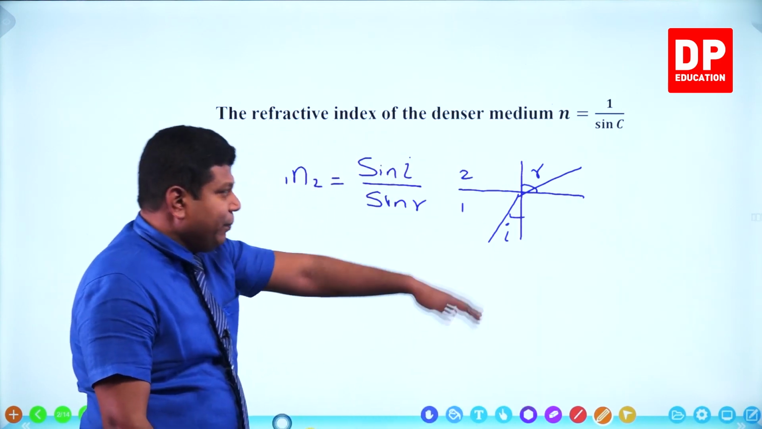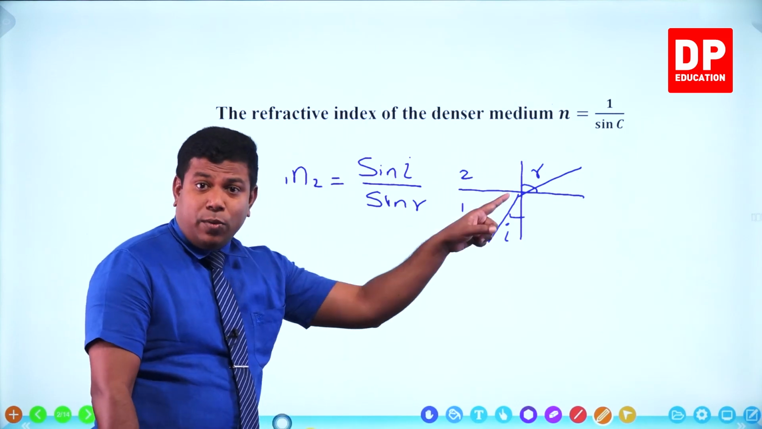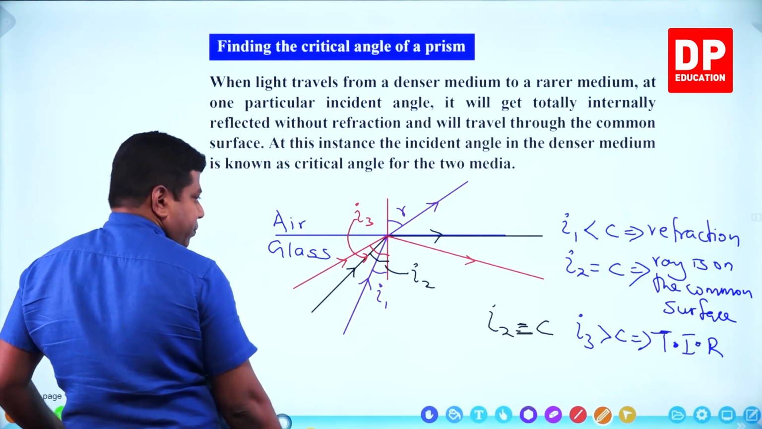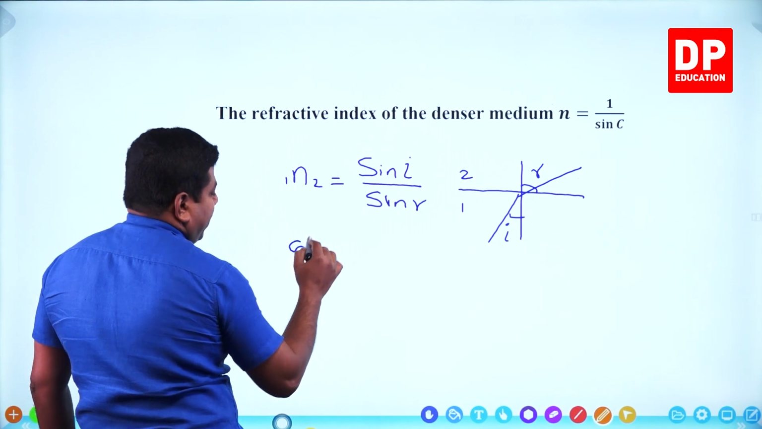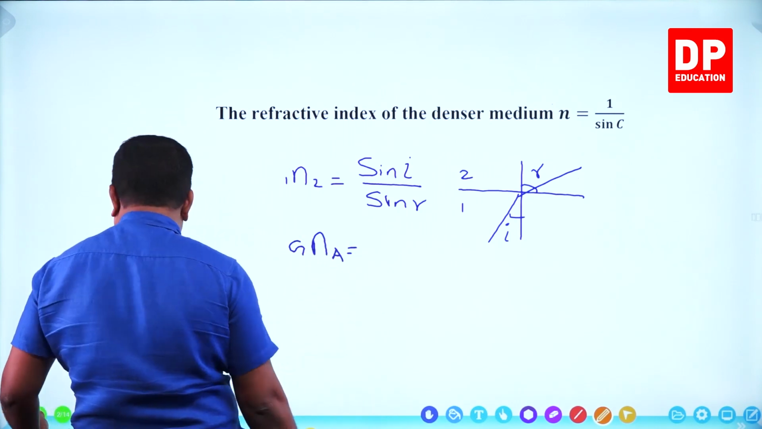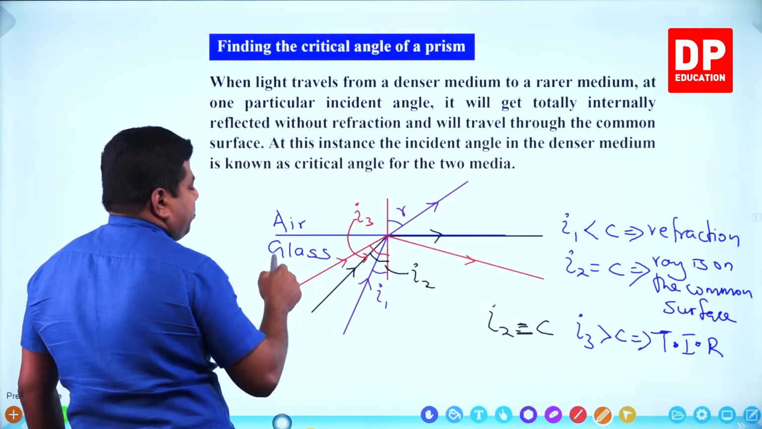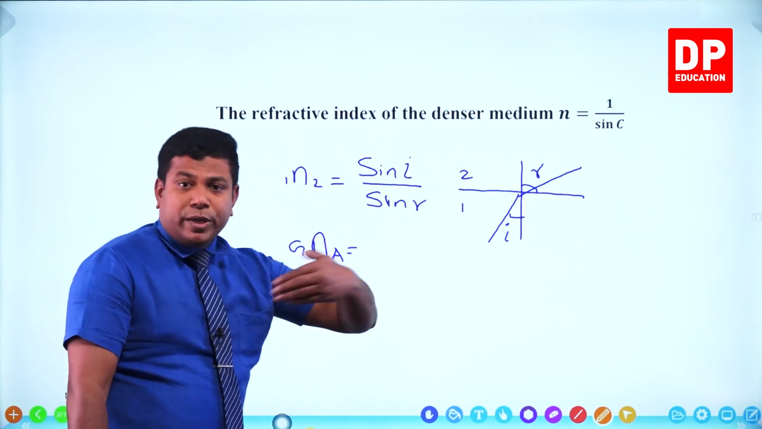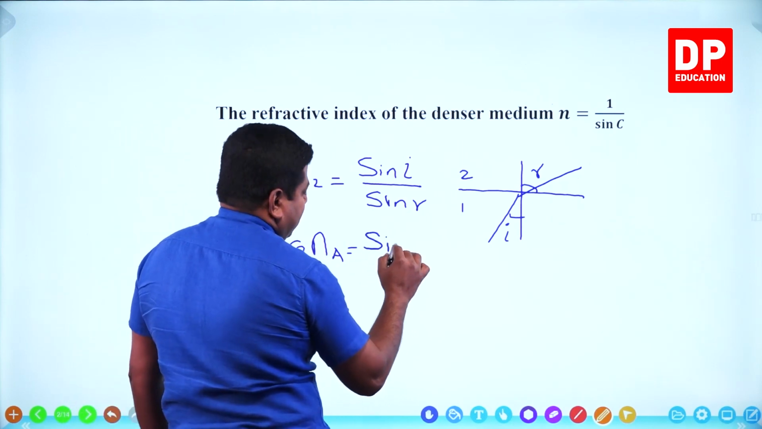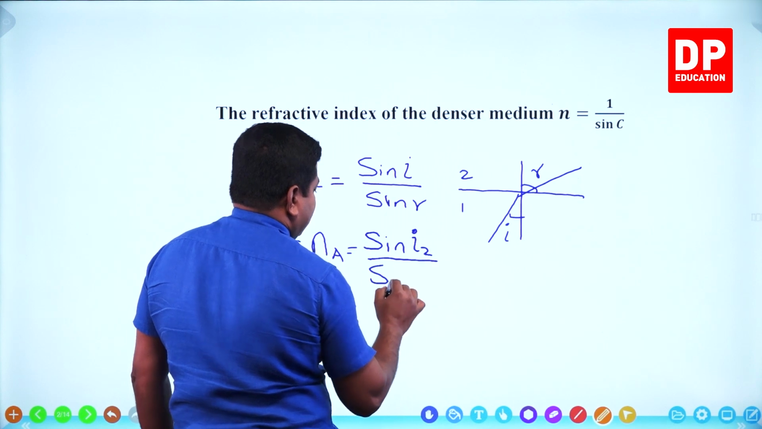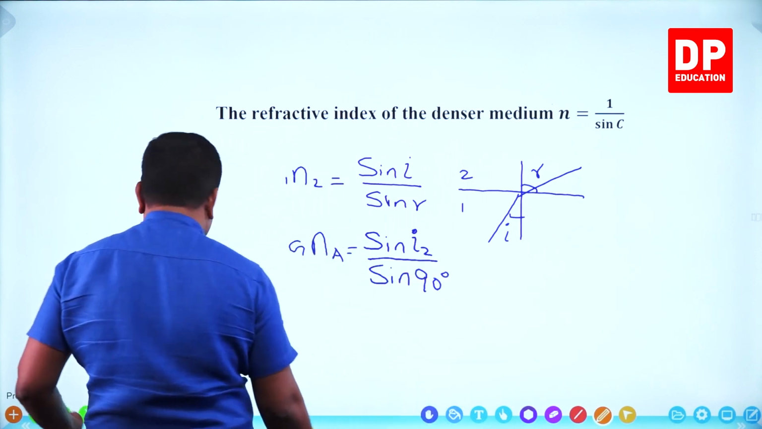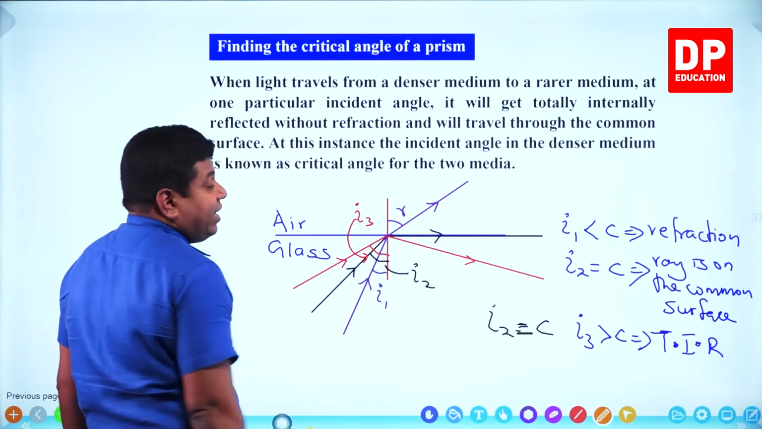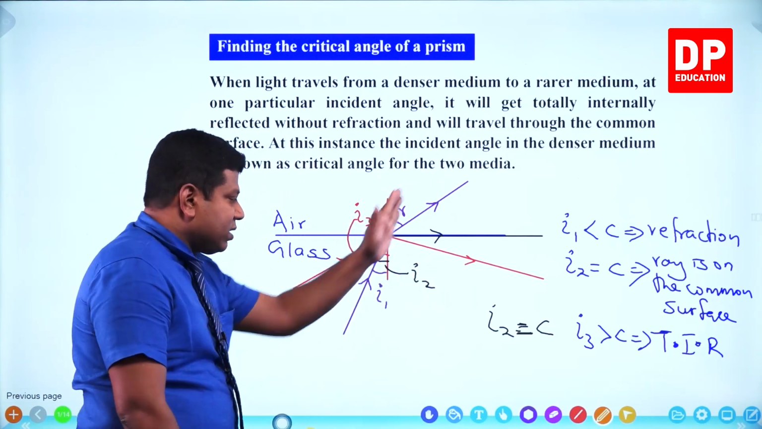With respect to the first medium, the second medium's refractive index is given like this. Here we have glass, and air here. What I want to find is, with respect to glass, air, because the ray goes from glass to air. So this is actually air's refractive index with respect to glass. How would that be? Sin i2 over sin 90. Why? When the incident angle is i2, look at the refraction angle. It's 90 degrees with the normal.